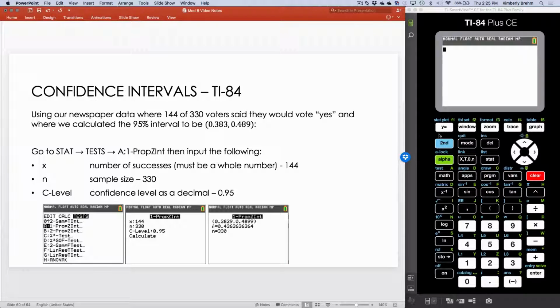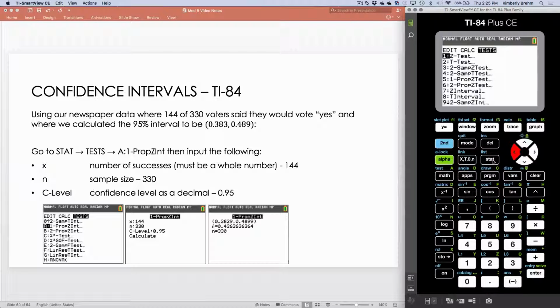So on my calculator, I'm going to go to Stat, and I'm going to arrow to Tests. Notice I just back arrowed to get to Tests. And again, this is where you have to make sure you understand the name of the test. So in this case, I want to do a 1 proportion Z interval, and notice that that is not even on this page, not the Z test, but the 1 proportion Z interval. So that's A. So I'm choosing that one.